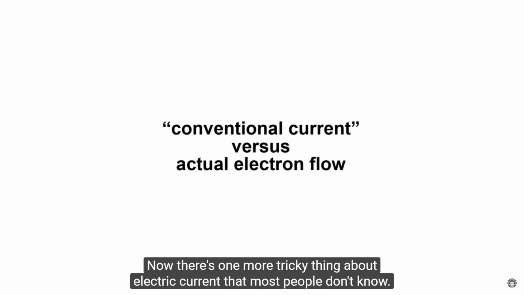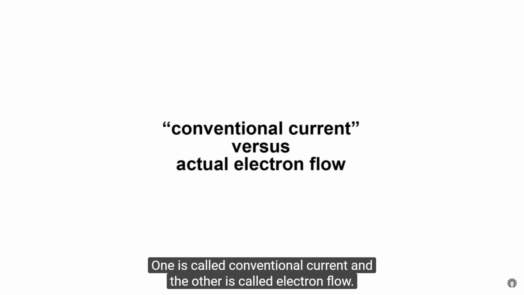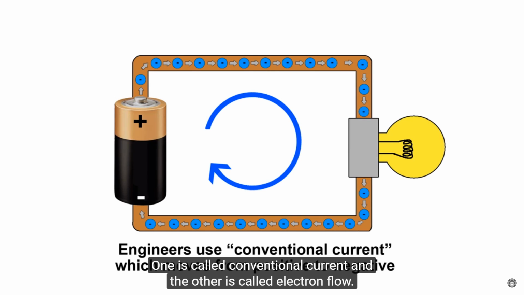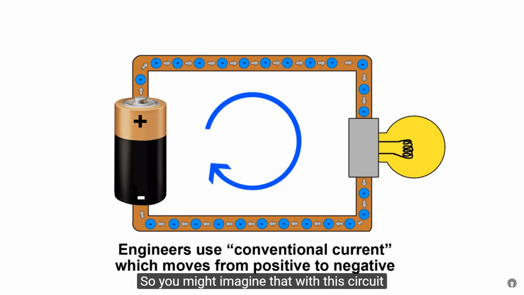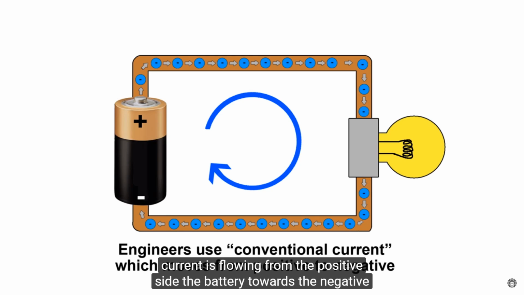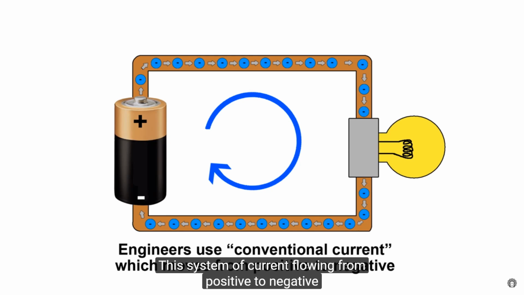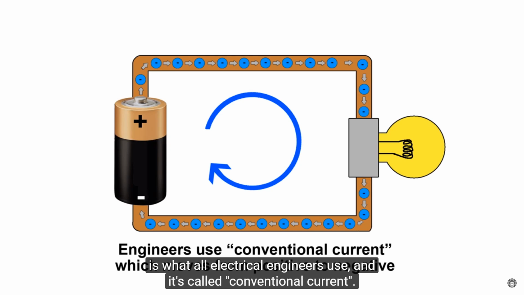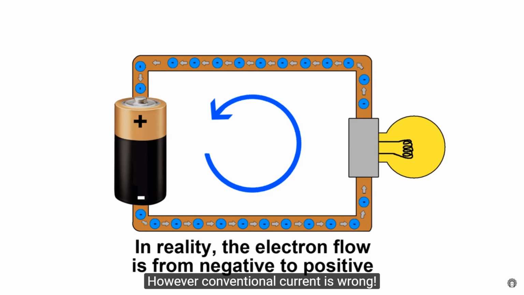Now there's one more tricky thing about electric current that most people don't know. There are actually 2 naming systems for electric current. One is called conventional current, and the other is called electron flow. You may have heard that current flows from positive to negative, so you might imagine that with this circuit, current is flowing from the positive side of the battery towards the negative side of the battery. This system of current flowing from positive to negative is what all electrical engineers use, and it's called conventional current. However, conventional current is wrong.